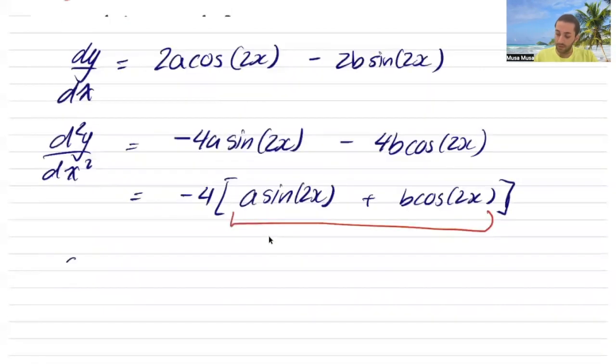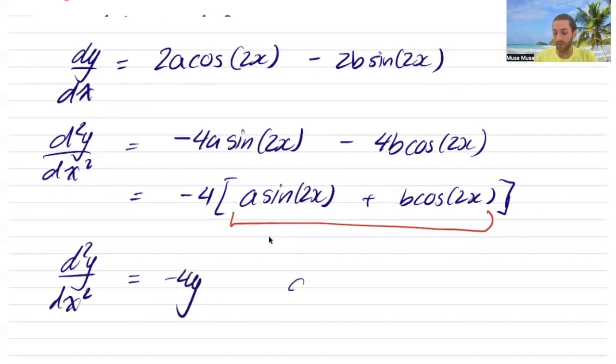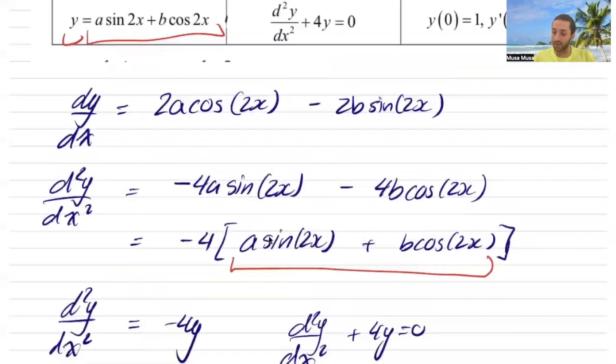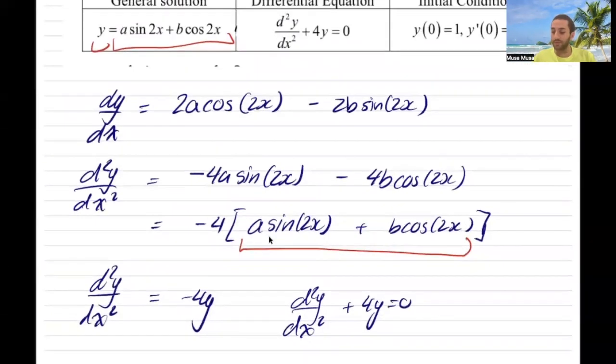So d squared y on dx squared equals minus 4y. And then by just moving that over, we get d squared y on dx squared plus 4y equals 0. And therefore we've showed that this function y satisfies this differential. And now we have to find the a and the b.